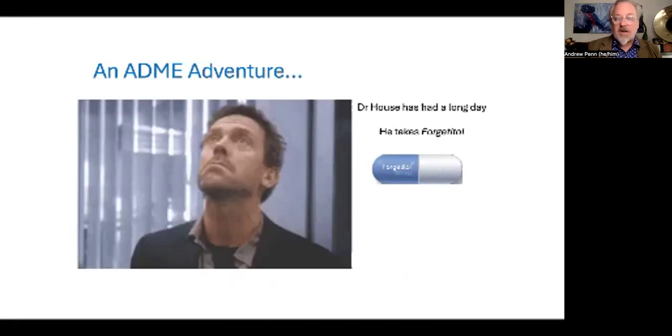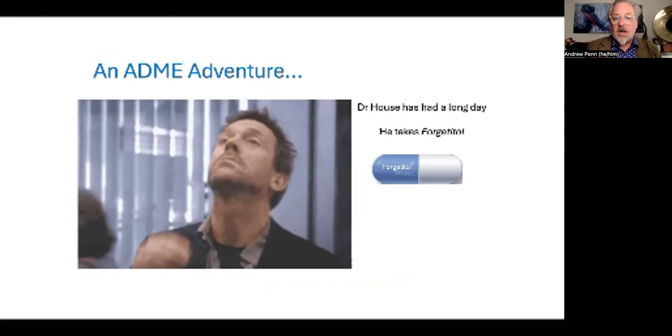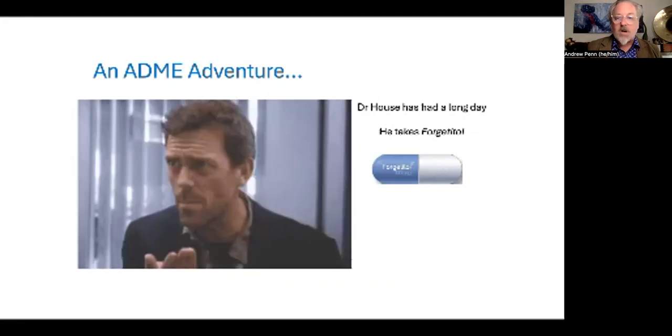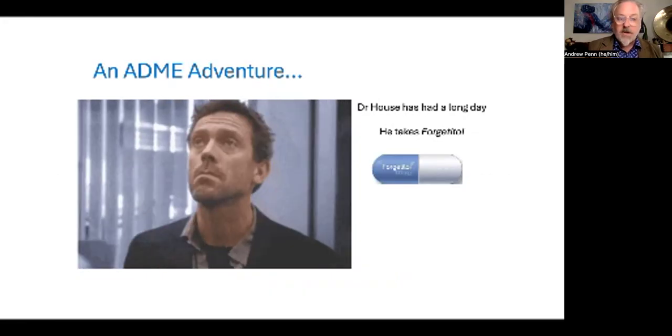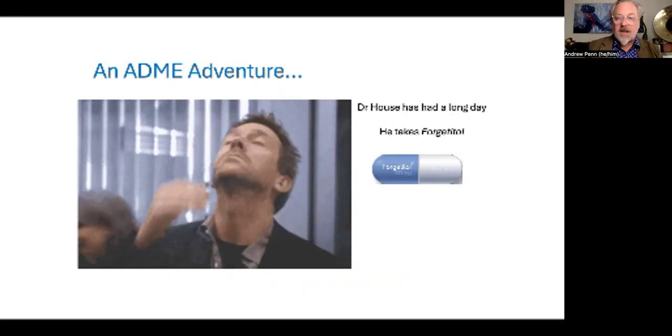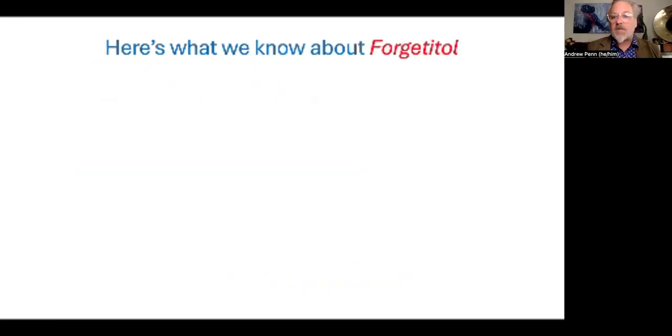So let's wrap this up by going on an adventure through a dose of one of Dr. House's fictional medications. We'll call it Forget It All. So here he is at the end of the day. It's 6 p.m. and he's taking his dose of Forget It All. And here's what we know about this drug. A standard dose is 1,000 milligrams taken twice a day, BID.